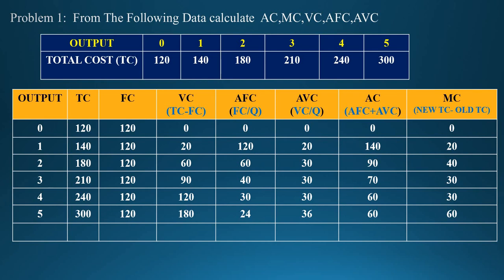Okay. Now 140 and 120. What is the difference? 20. So that is on the second line, 20. Next, the difference between 140 and 180, 40. Next 180 and 210, the difference is 30. Next, 210 and 240, the difference is 30. Next, 300 and 240, the difference is 60. That is how we calculated the MC value. Okay. So this is how we have to solve the problem for calculating AC, MC, VC, AFC and AVC.